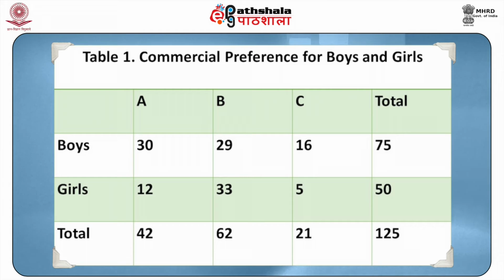The multiplication rule states that the probability of both of two independent events occurring is the product of their two probabilities. Therefore, the probability of a child both being a boy and liking a commercial A is 0.6 into 0.336, that is 0.202. The expected number of children in this cell then is 0.202 into 125, that is 25.2.